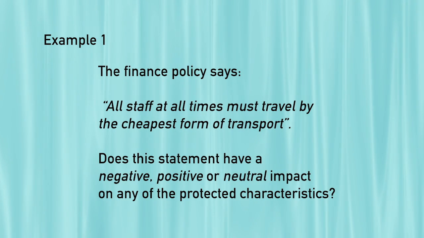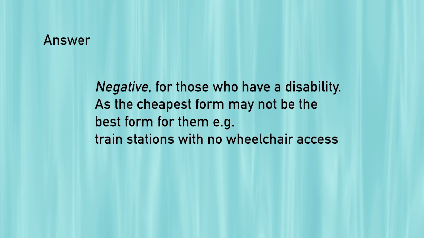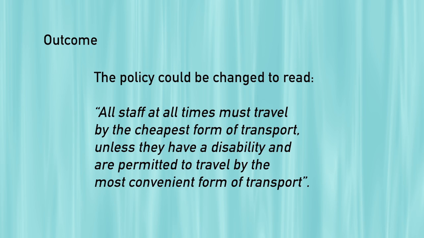Example 1. The finance policy says all staff at all times must travel by the cheapest form of transport. Does this statement have a negative, positive, or neutral impact on any of the protected characteristics? Answer: it's negative for those who have a disability, as the cheapest way may not be the best way for them. For example, train stations with no wheelchair access. Outcome: policy could be changed to read, all staff at all times must travel by the cheapest form of transport, unless they have a disability and are permitted to travel by the most convenient form of transport.